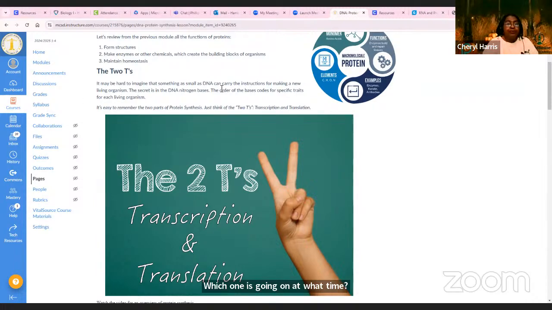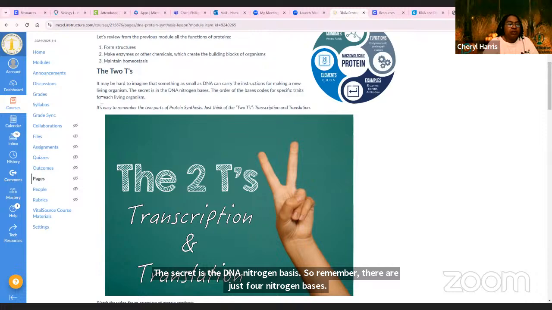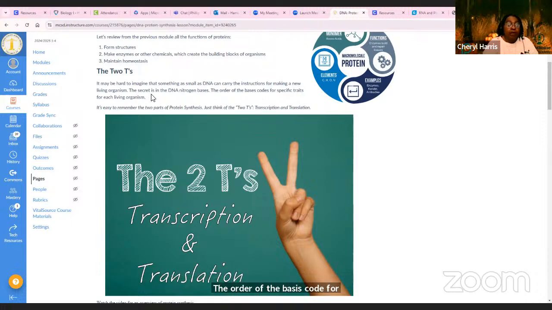Okay, it says imagine something as small as the DNA can carry out instructions in making new organisms. The secret is the DNA nitrogen bases. So those, remember, there are just 4 nitrogen bases. The order of the bases codes for specific traits in each living thing.